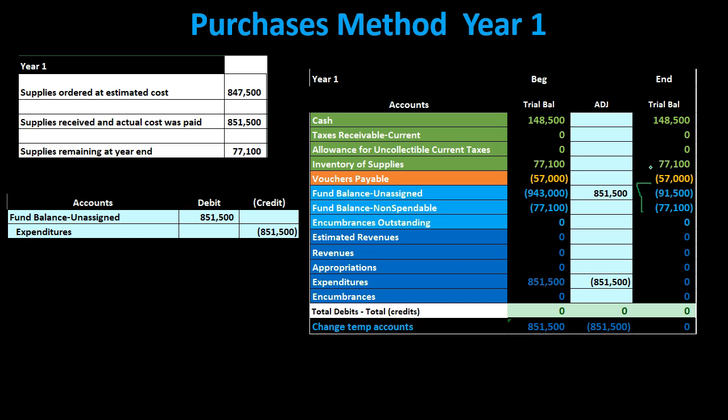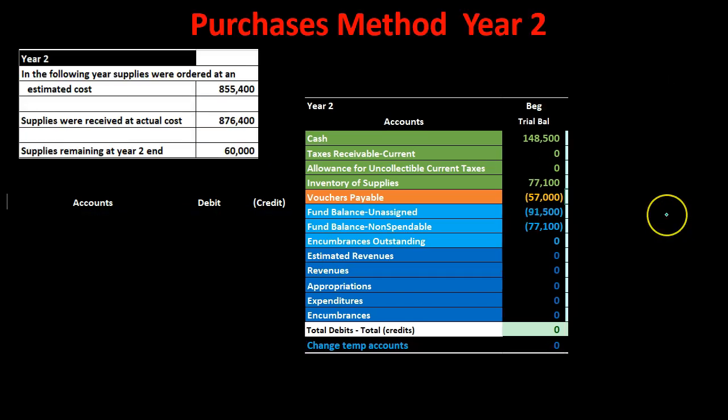Now we want to look at year two. Let's see what happens in year two. If we roll this forward, this is the post-closing trial balance. That's our ending point, which will be our beginning point for the next year. So here we are at the beginning point. Similar type of series of transactions that we're going to go through, just focusing in on these items for inventory.